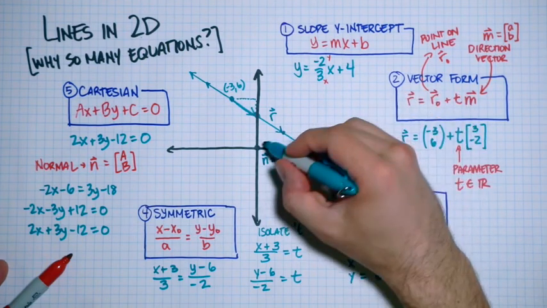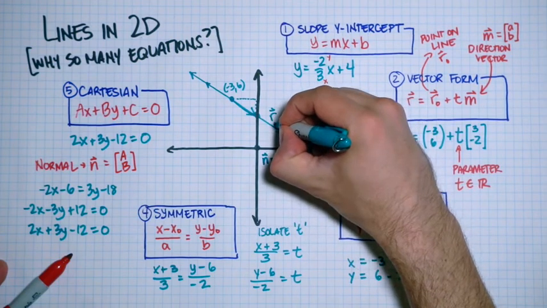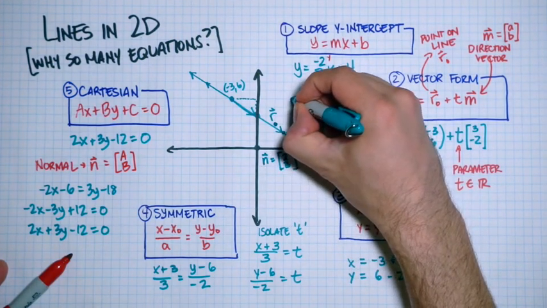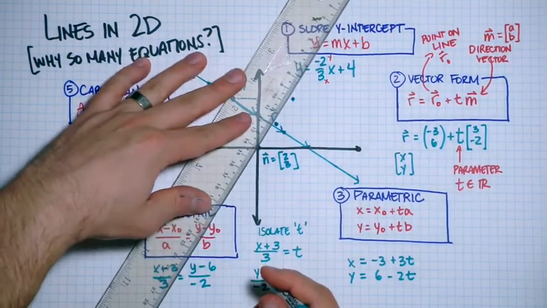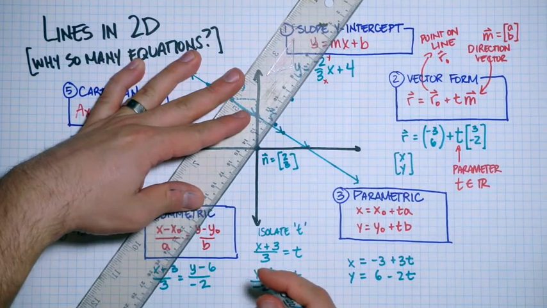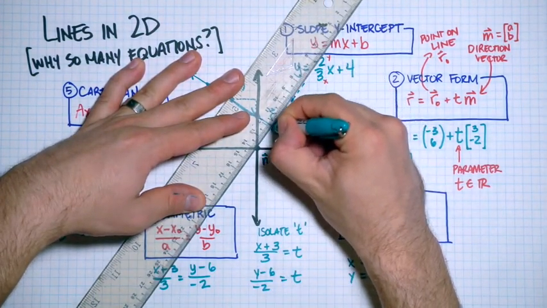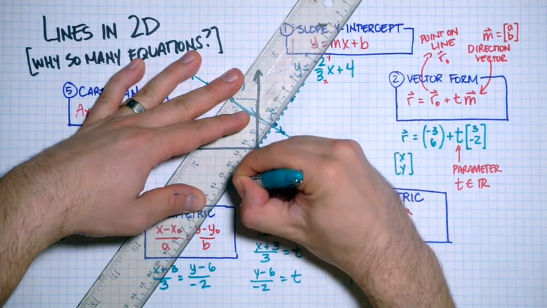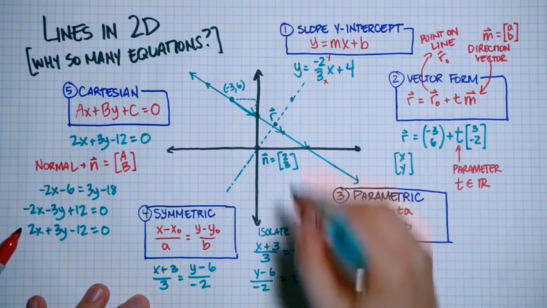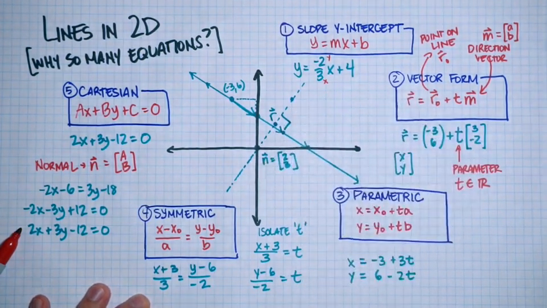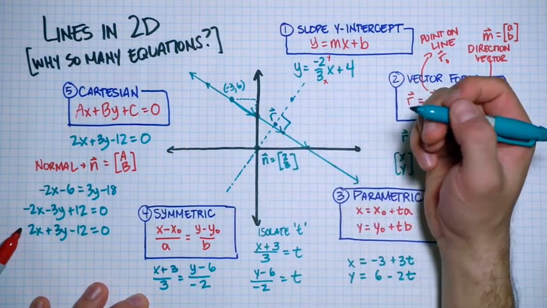If I were to sketch that, so from this point, I'm just going to go over 2, up 3, over 2, up 3, and I'm going to plot a few of these. And then if I was to take a ruler and draw that, I'm going to draw it with a dotted line just so it's distinguishable from our other line. What do you notice about those two lines? Well, they actually are perfectly perpendicular to each other. So we call this line a normal to our line.